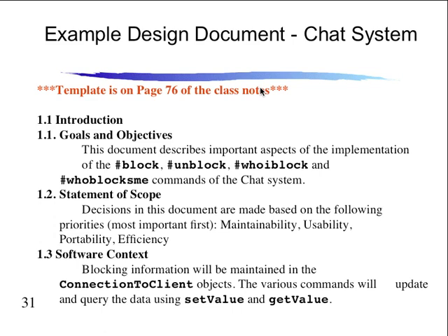This is the template that's on page 76 of the class notes. I'm not going to bring it up because I've already brought it up a couple of times. It's interesting because right here in the beginning, in the goals and the objectives, we can see that this design document is only describing the implementation of these four different methods, or commands, I should say, of the chat system.